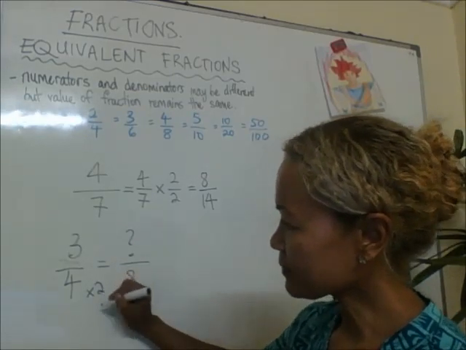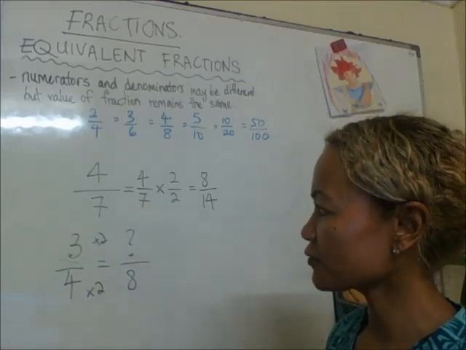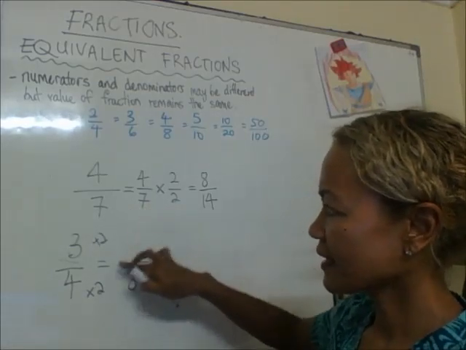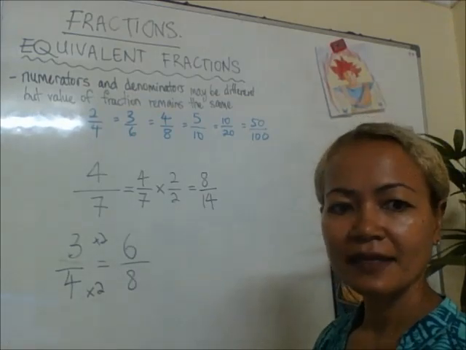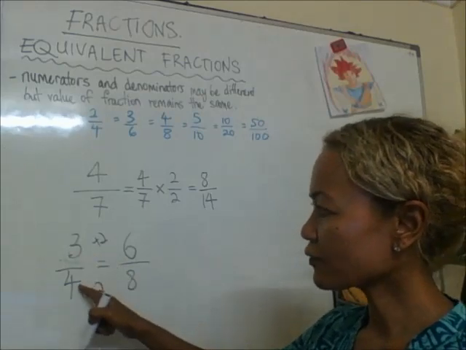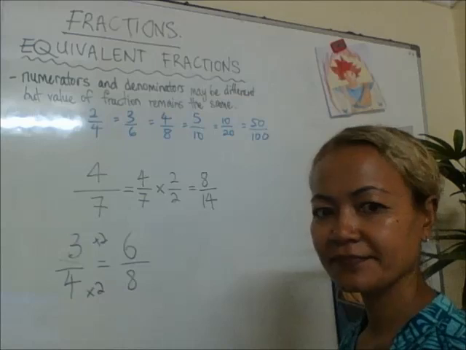Let me write that a bit clearer. Multiply by 2. So you will naturally multiply by 2 to the top here too. 3 multiplied by 2 is 6. So 3 over 4 is equivalent to 6 over 8.